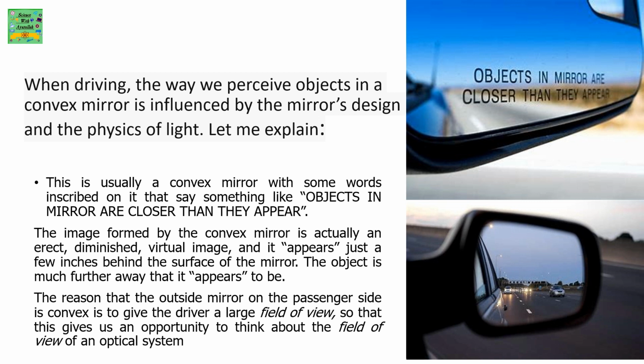The reason that the outside mirror on the passenger side is convex is to give the driver a large field of view, so that gives us an opportunity to think about the field of view of an optical system.